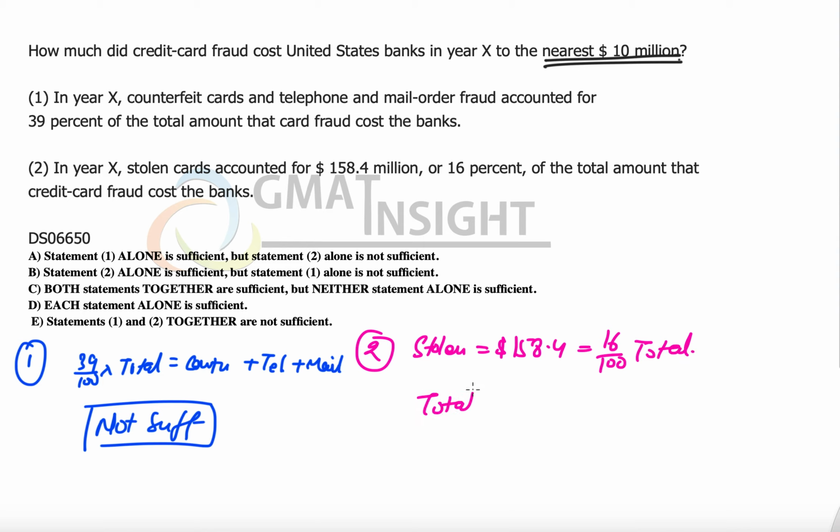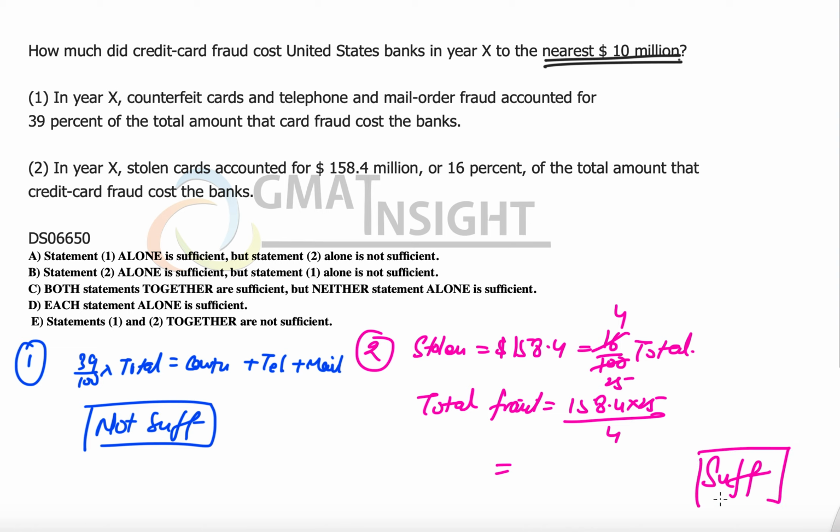So now we have the exact value of the total credit card fraud, which will be equal to 158.4 times 25 divided by 4, and since we have a unique value for this result, we should be able to round it off to the nearest 10 million, and that gives us a unique answer. So we have to say that this statement alone is sufficient to answer the question, and the answer to the question becomes option B.